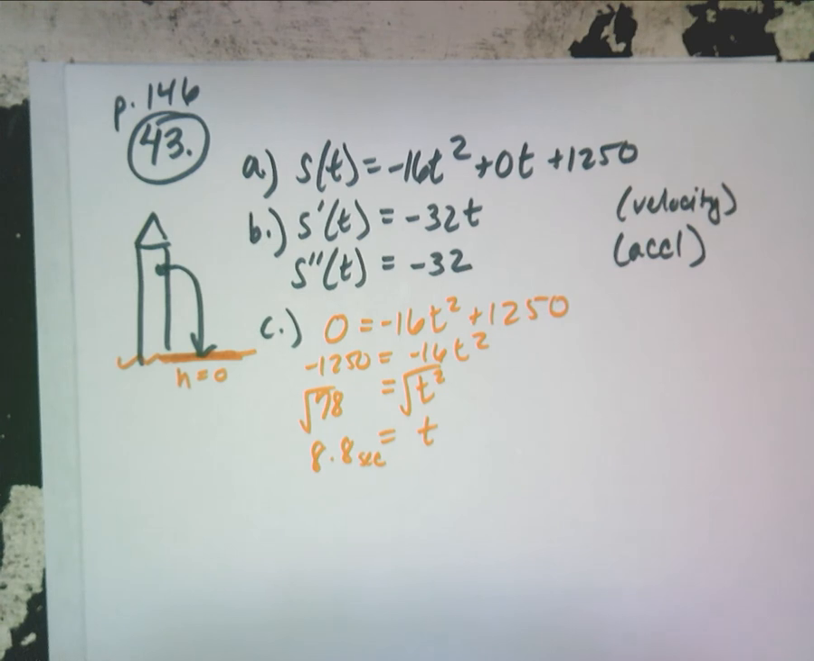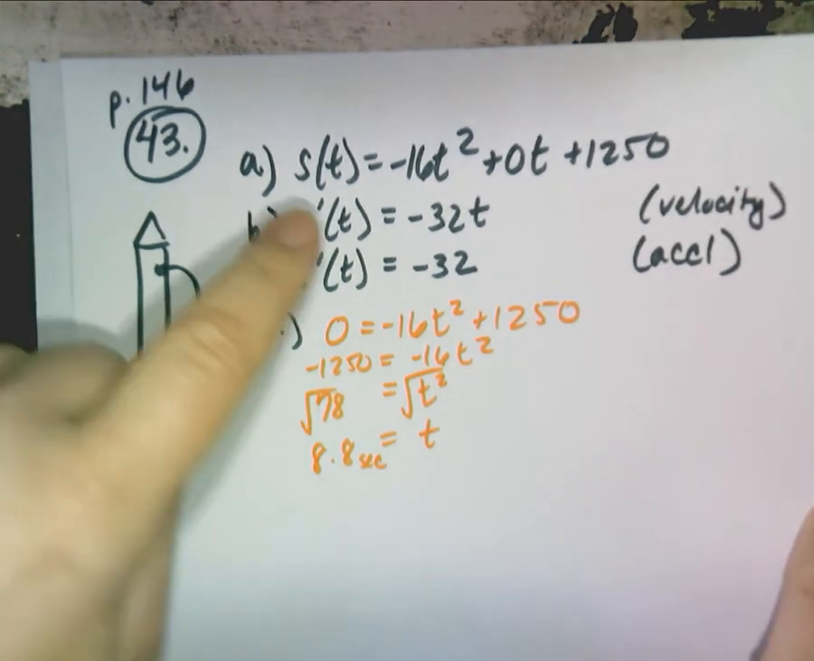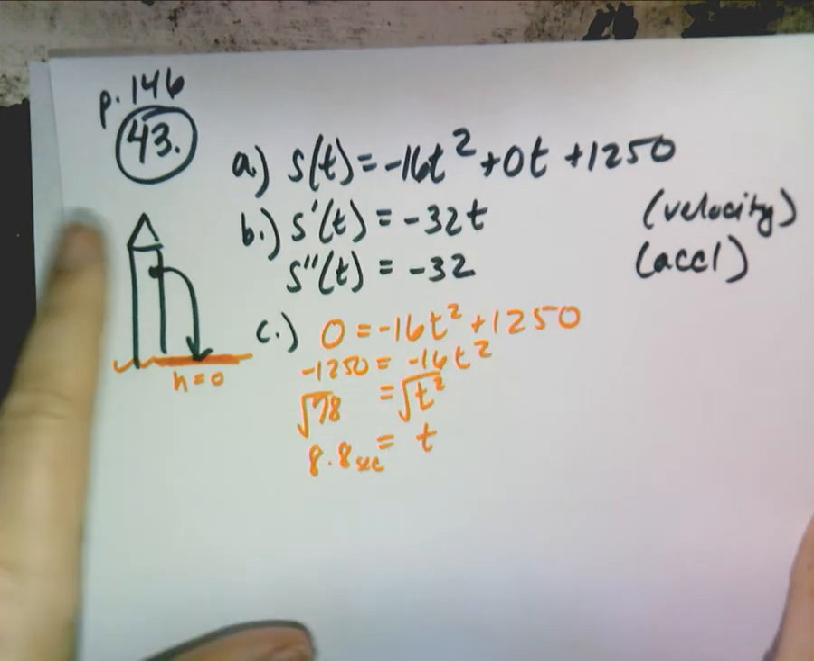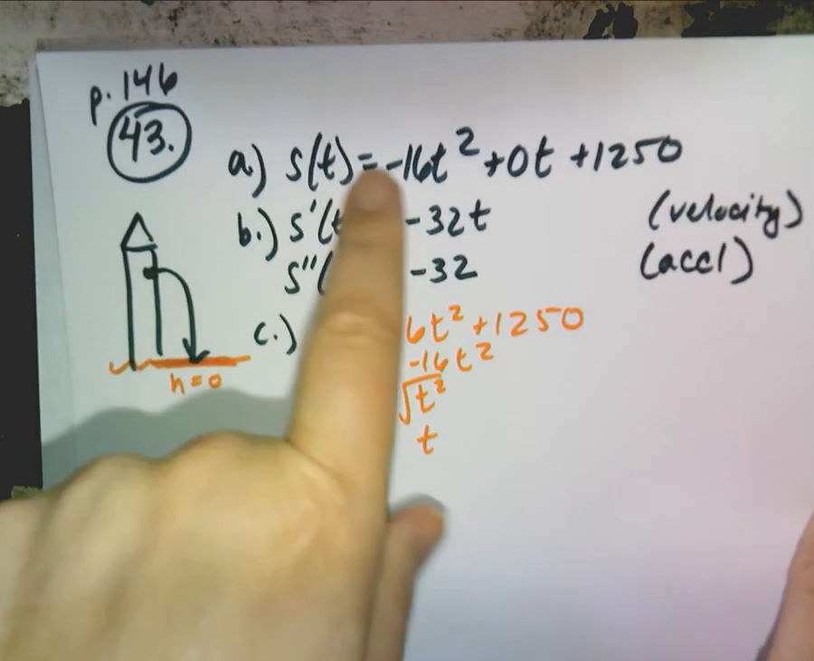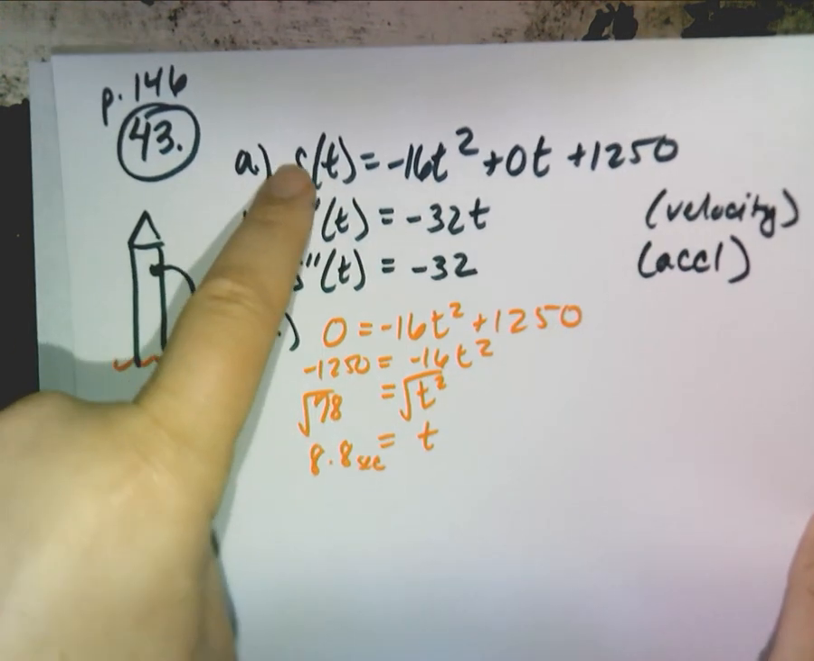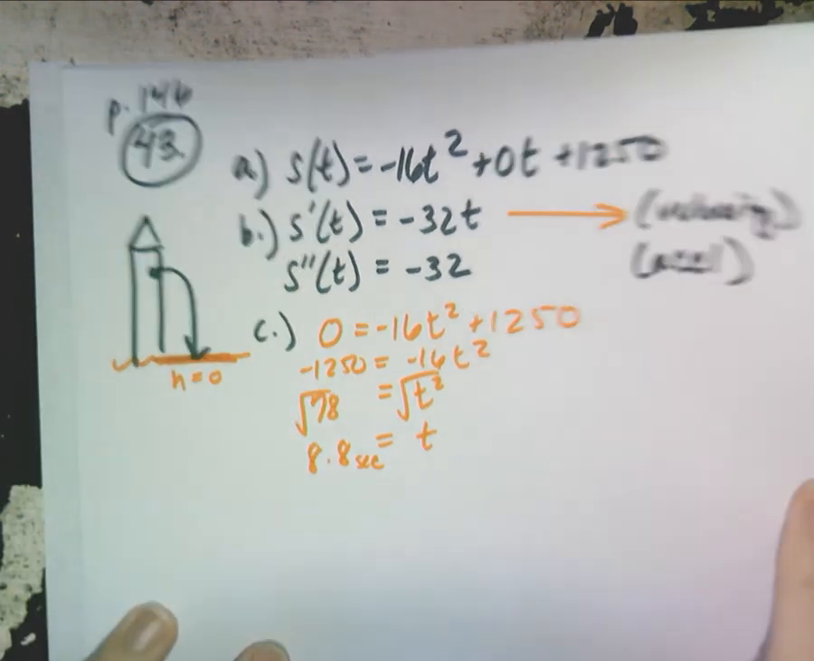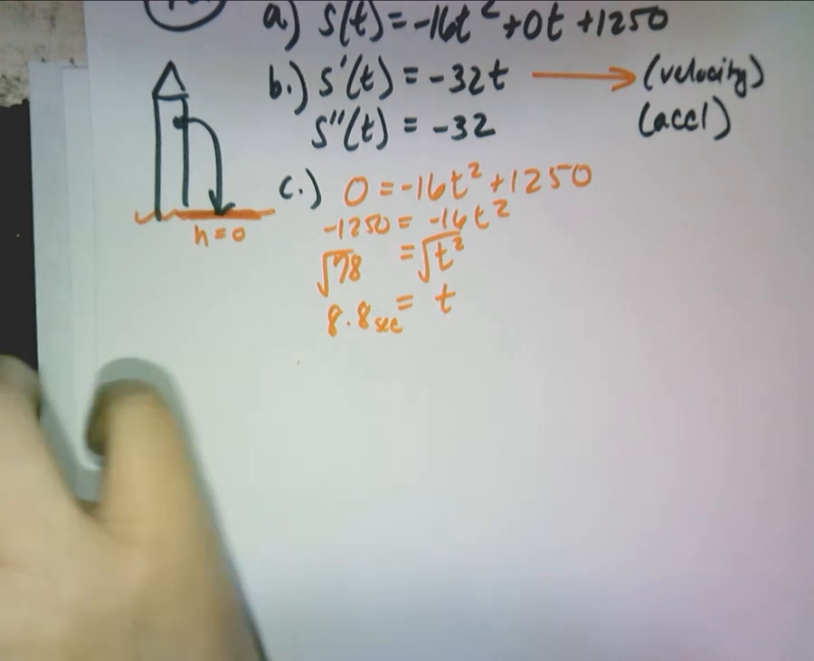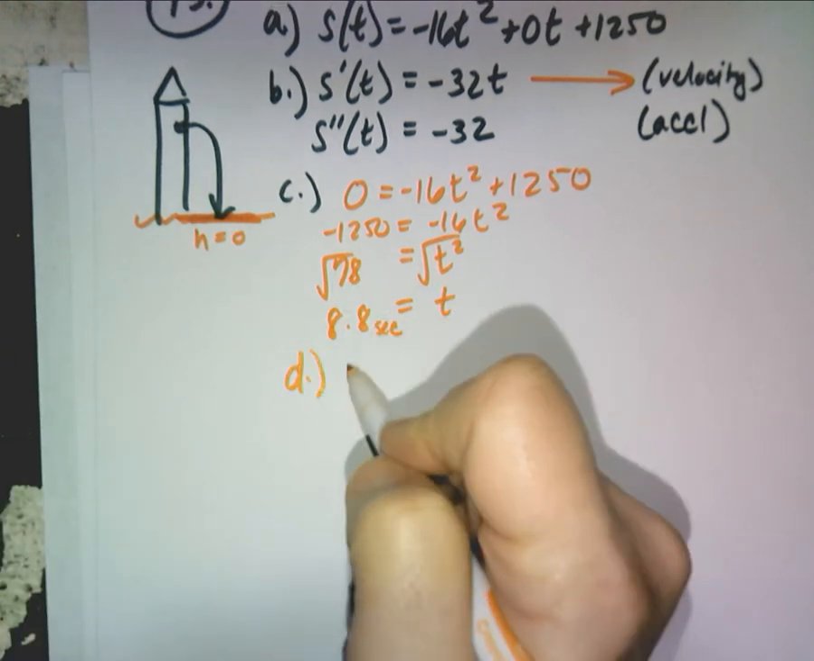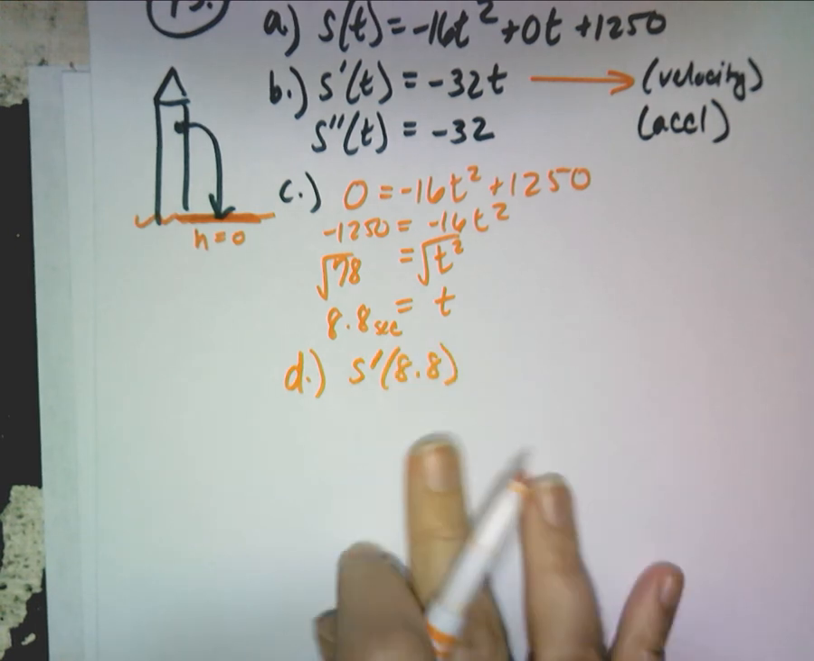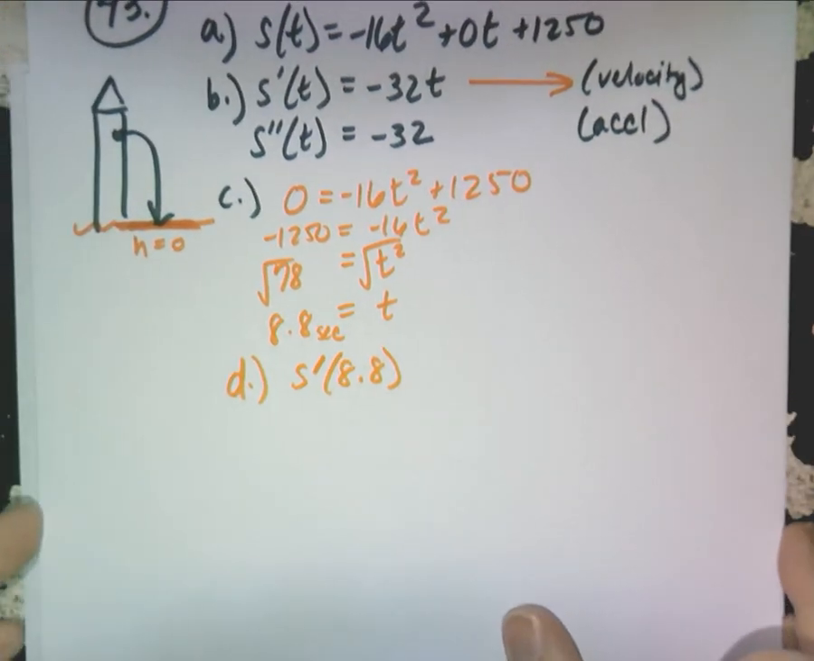So where am I going to plug in 8.8? In the t for which one? The first one? If we plug 8.8 in here, wouldn't I get 0? Yes. So I've got to plug it in here because this is the velocity. How fast is it going? So part D, I want to find out what S prime of 8.8 is. I want to find out how fast it was going at 8.8 seconds.